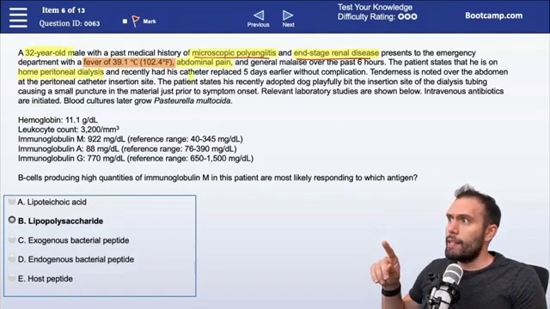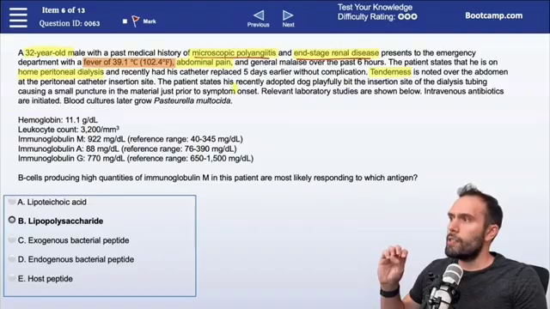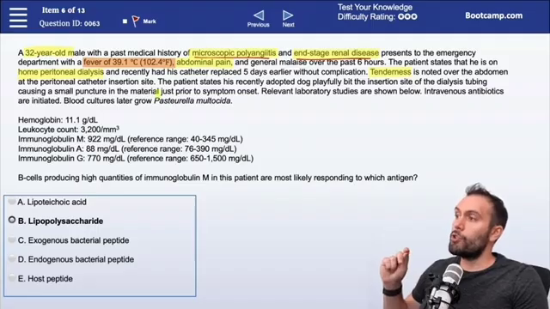The patient recently had his catheter replaced 5 days earlier without complication. Okay, so that's a good sign. So it was recently replaced. Tenderness is noted over the abdomen at the peritoneal catheter insertion site, though. The patient states that his recently adopted dog playfully bit the insertion site of the dialysis tubing, causing a small puncture in the material just prior to symptom onset. There is something going on here at the peritoneal catheter site.